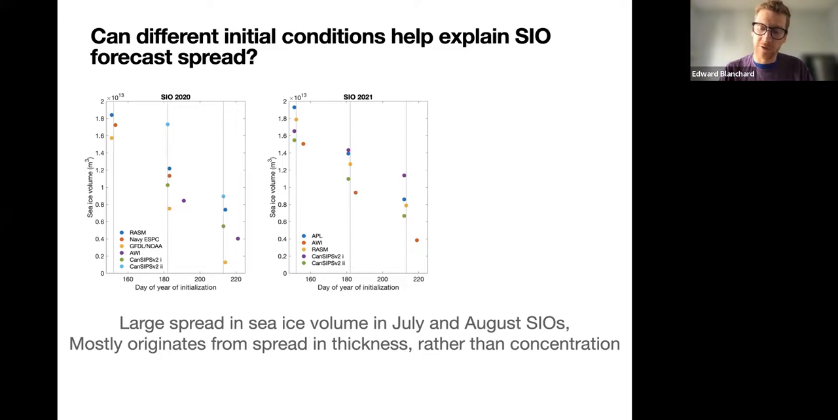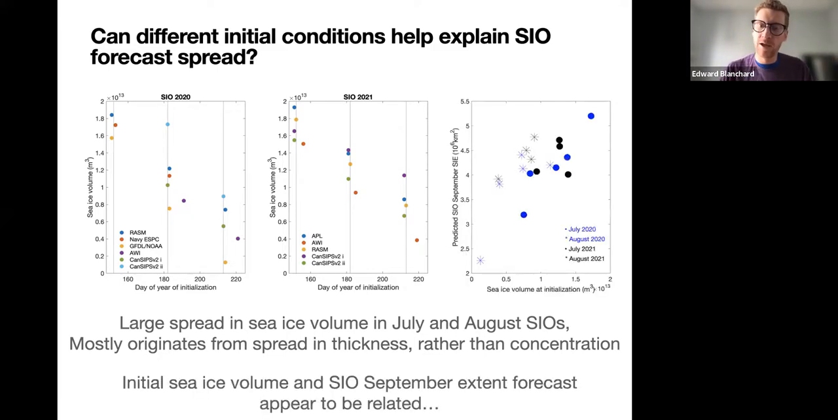And then the next obvious question is to ask, does that affect what they're forecasting? So here is the scatter plot. The x-axis is how much sea ice volume they have at initialization, and the y-axis is the sea ice outlook forecast. I've just added 4 months, 2 months from each year, to get a bigger sample size. But you can definitely see there's a little bit of a positive correlation there, which might be what you expect: if you have more sea ice volume at initialization, you end up with a larger sea ice extent forecast in September.